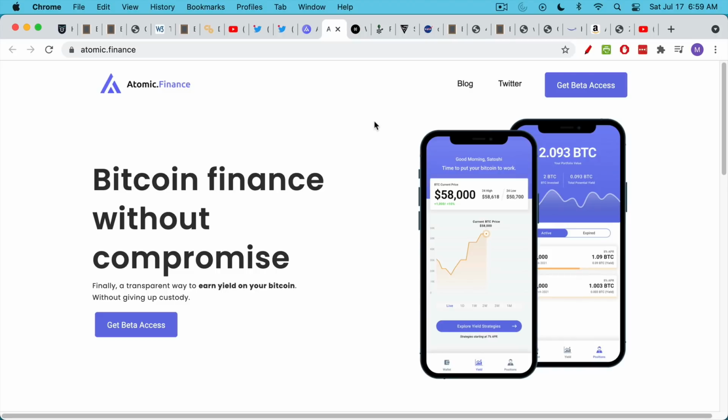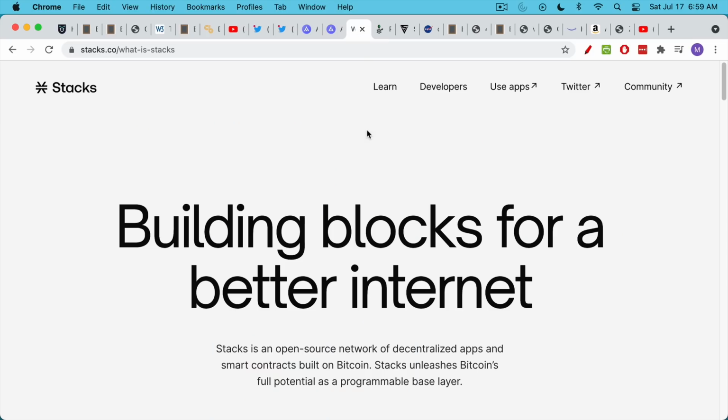Nevertheless, this might be for some people who want to earn yield on their Bitcoin without using a company like BlockFi, which rehypothecates, lends out your Bitcoin, and also holds your keys for you. So Atomic Finance's version would be much more trustless.